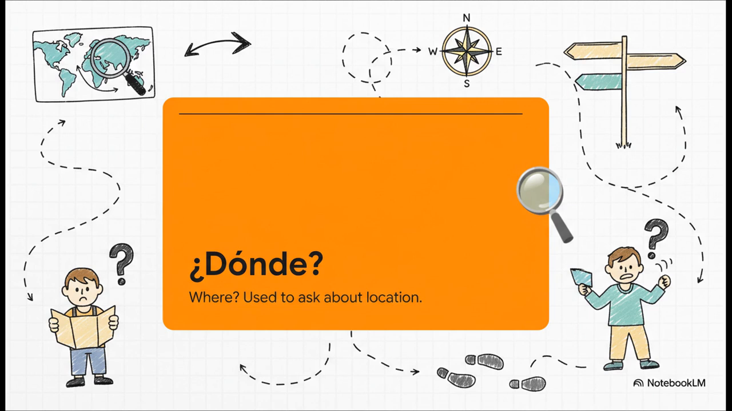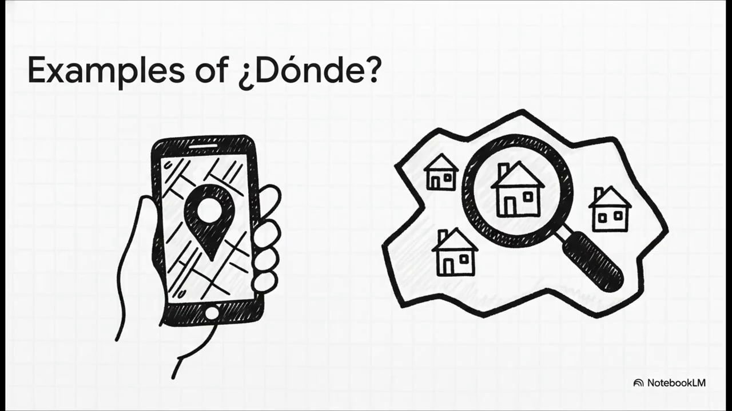Next up in our toolkit is dónde. This is your word for anything and everything related to location. If you need to find a person, a place, or a thing, dónde is your guy. See how easy that is? ¿Dónde estás? You'll probably text that one 100 times. And ¿dónde vive María? helps you find out where someone lives. When it comes to location, dónde has you covered.